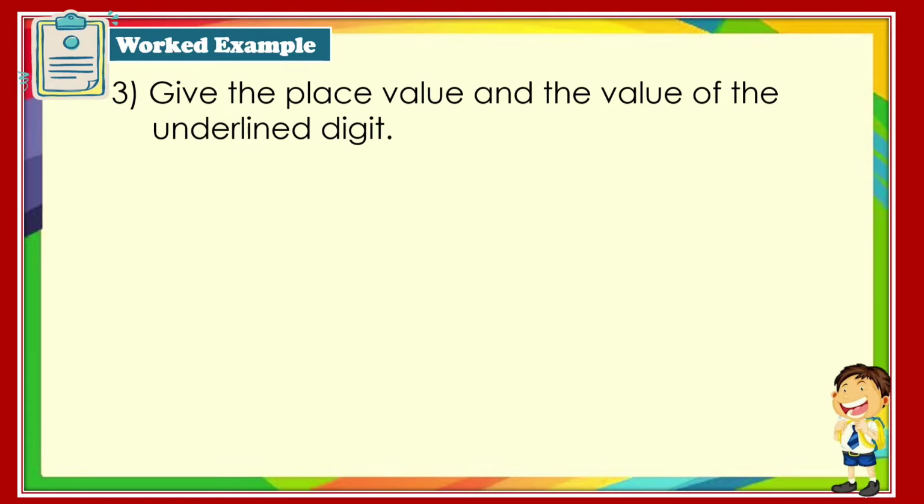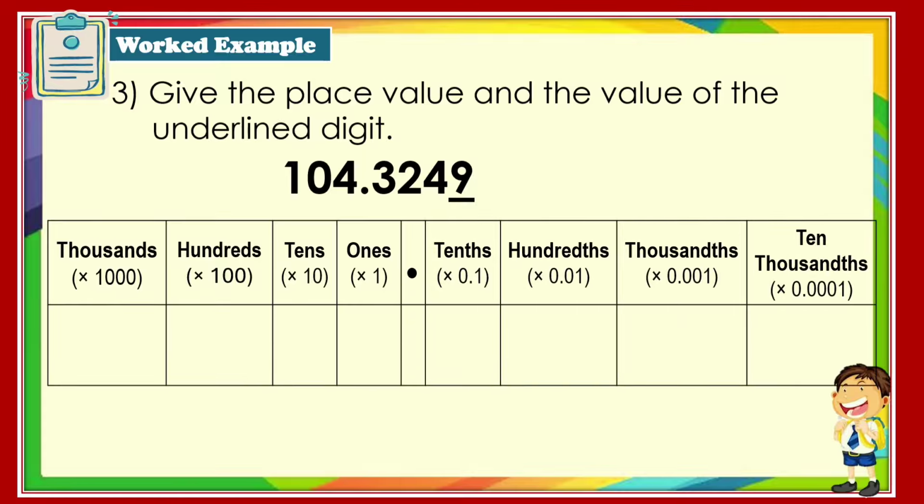Example number 3. Give the place value and the value of the underlying digit. And the number is 104 and 3,249 10,000ths. So let's put all the digits in the place value chart, starting from the decimal point, and then to the left we have ones, we have 4 ones, 0 tens, and 1 hundreds. And then to the right of the decimal point we have tenths place, which is 3, 2 in the hundredths place, 4 in the thousandths place, and then 9 in the 10,000ths place.